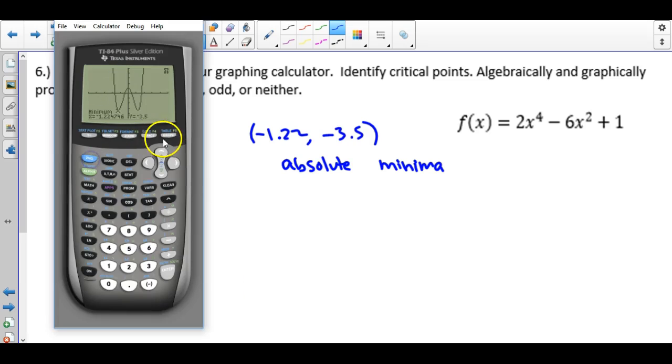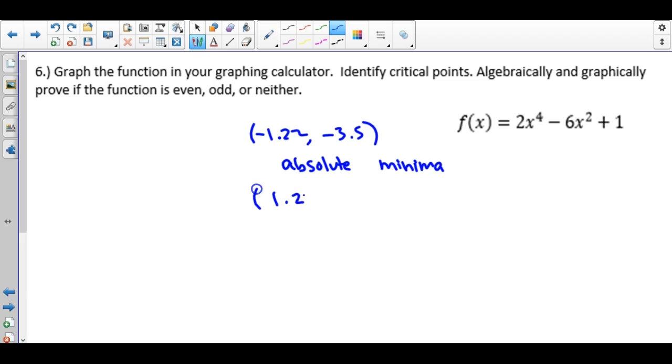So if I were to go to the other side, again, second trace and go to minimum, and do the same thing on the other side of this. So the parabola is going up and then down the other side. If I make my left bound here, and my right bound on the other side of this, and then trace back to the middle for my guess, it's going to give me positive 1.22, but also, again, that idea that it's at -3.5.